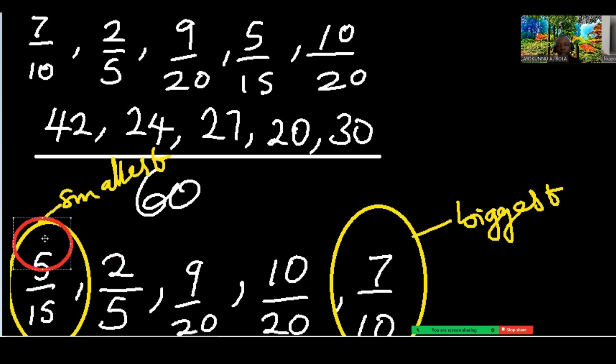Okay, 5 over 15 is the smallest, rather. So, how did we know 5 over 15 is the smallest? Can you explain? I said 5 over 15, not 5 over 12. We considered all of these numbers and we picked the smallest. So, what's the smallest among these numbers?